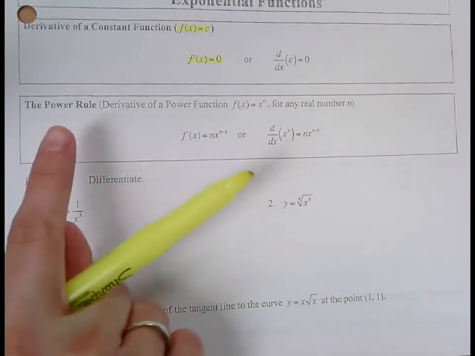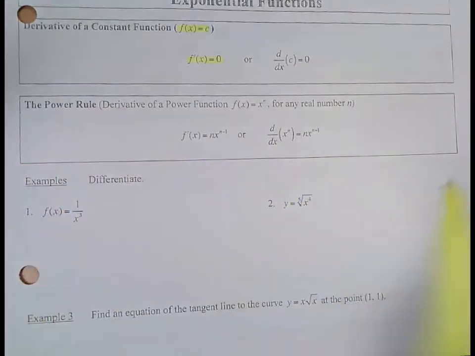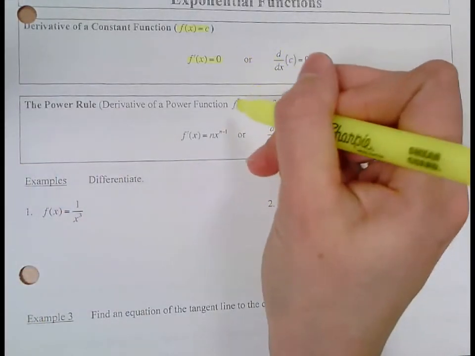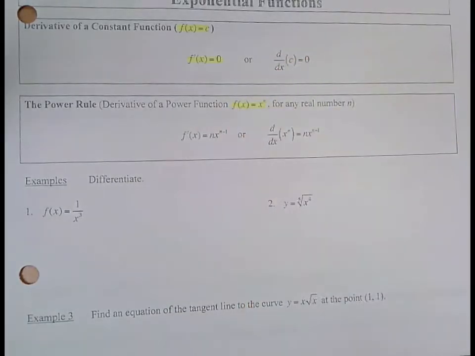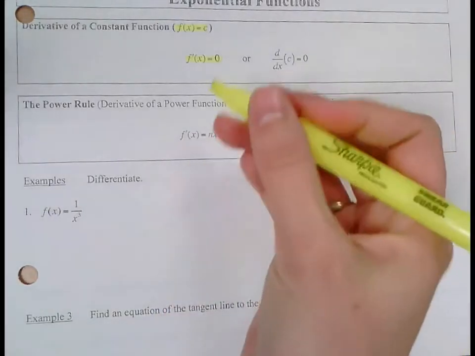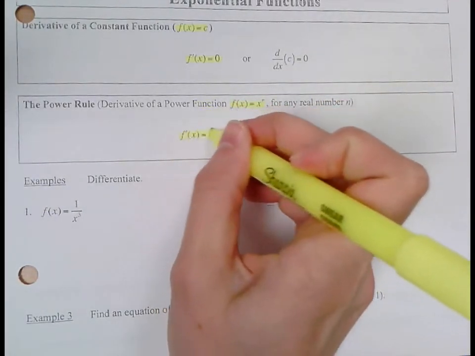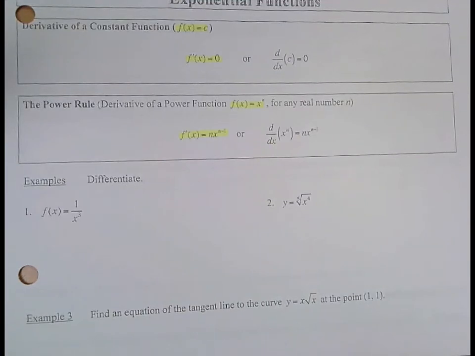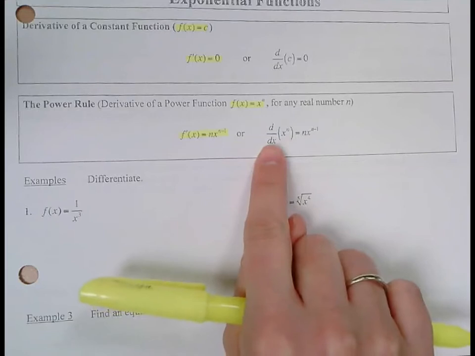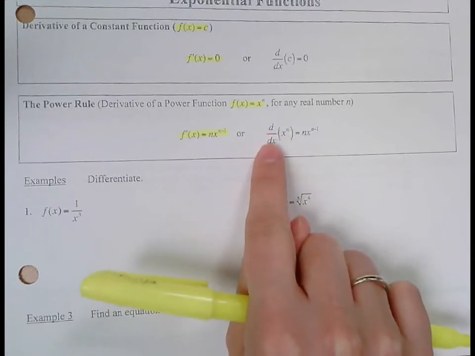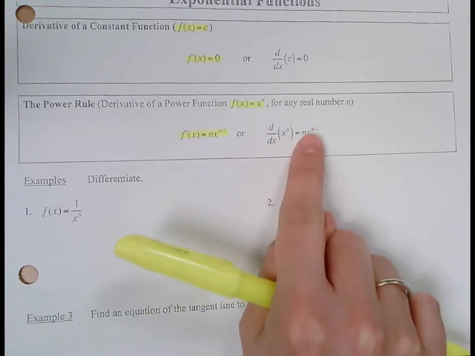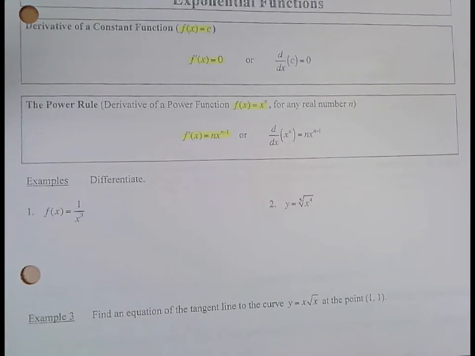And then the power rule. So this is the derivative of any power function of the form f of x equals x to the n, where n is any real number. Like you already found, f prime of x is going to be n times x to the n minus 1. Or, again, the Leibniz notation, d dx, derivative with respect to x of x to the n is n times x to the n minus 1.